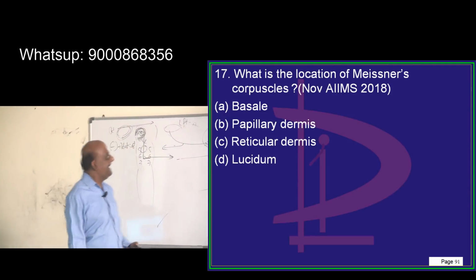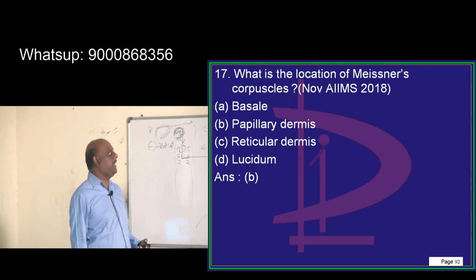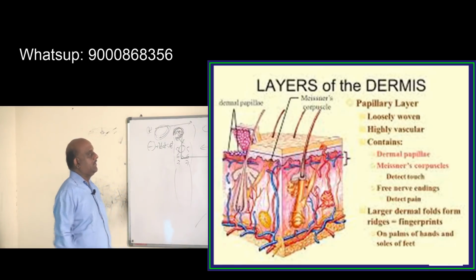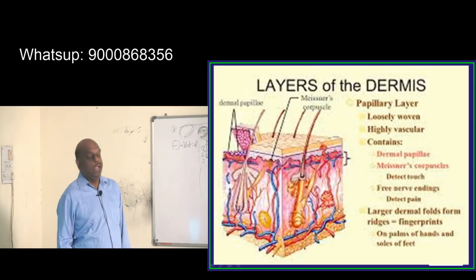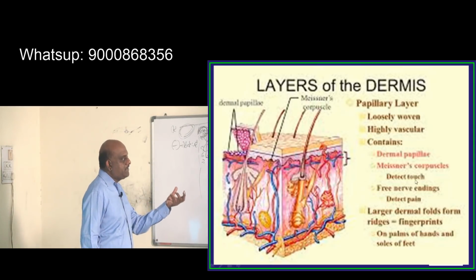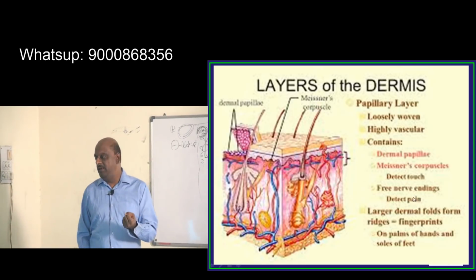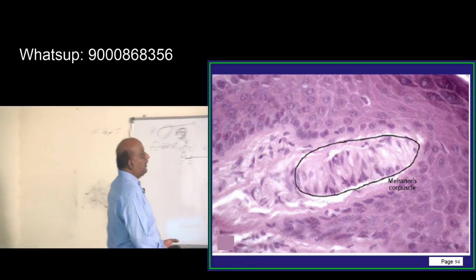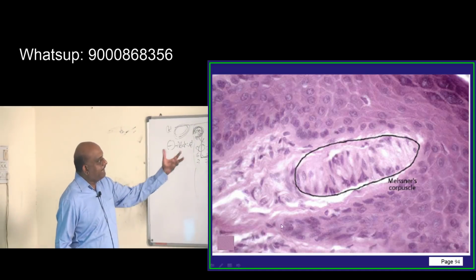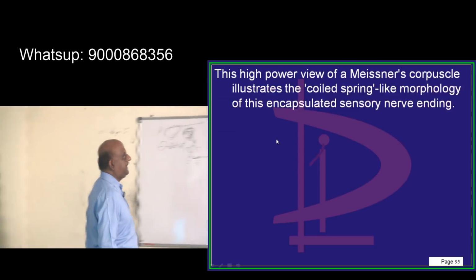So where is the location of Meissner's? Meissner's is located in the papillary dermis. So typically in the papillary layer, it is a loosely woven area, and the Meissner's corpuscles detect touch and the free nerve endings detect pain, is what you have to ultimately remember. So this is how histologically the Meissner's corpuscles typically look, is what you need to remember.